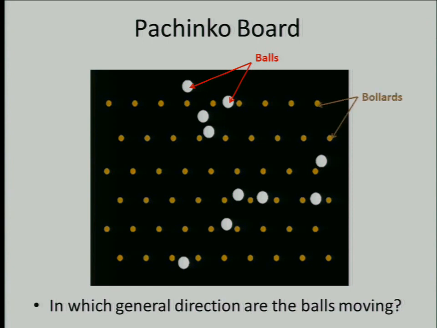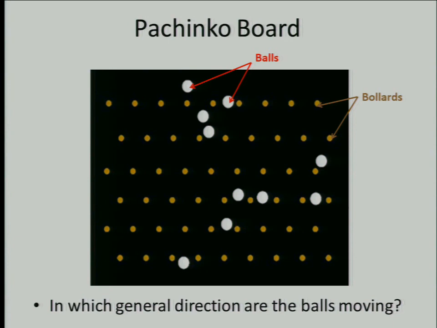And you have bollards, so fixed points, where the balls bounce off those fixed points. Okay, so the question here is, how can you tell which direction the balls are moving? Gravity. How can you tell by looking at this which direction gravity is? You can't. Yeah, exactly. So this is analogous to a band model.